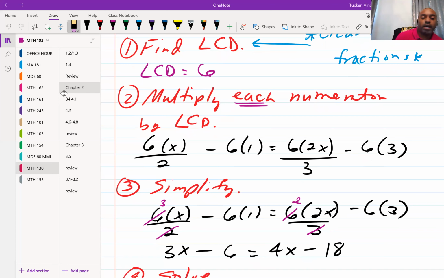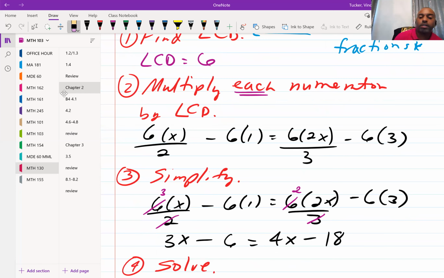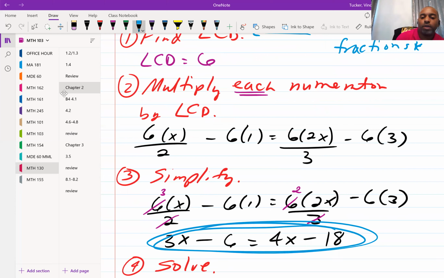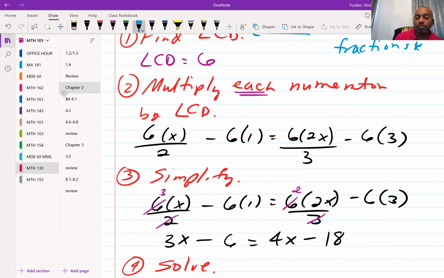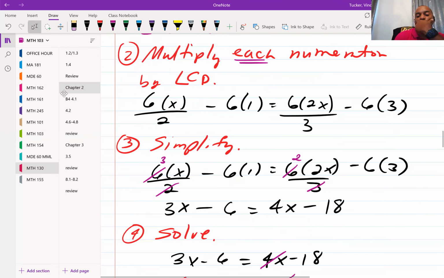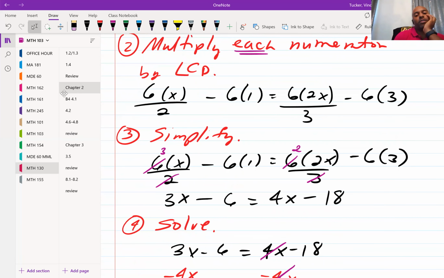So that'll leave us with 3 times x, which is 3x. 6 times 1 is 6. 2 times 2x over here, that's 4x. And then 6 times 3 in the back will be 18. So this is our new equation. 3x minus 6 equal to 4x minus 18. All right, so now we can solve.